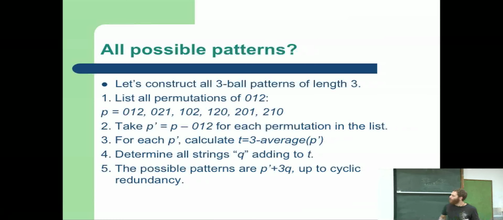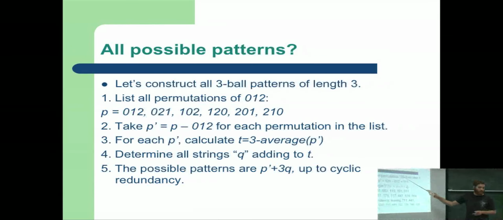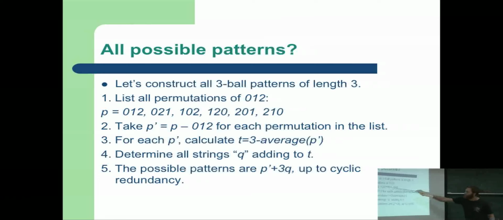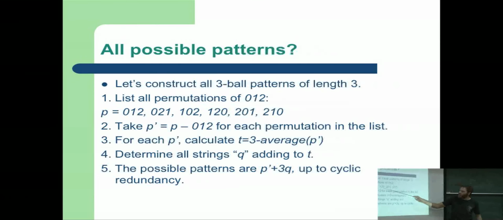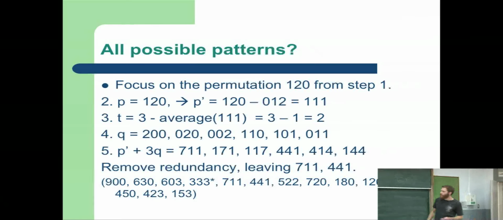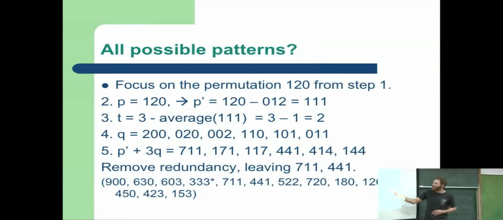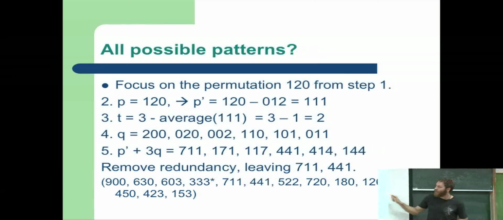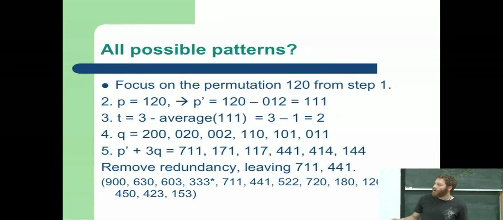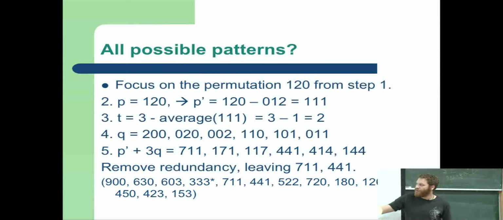Let's look at an example. We'll focus on the permutation 1, 2, 0 from step 1. Remember, step 1 was just list all of the permutations of 0, 1, 2, and in this case I just want to show you how it works. So we'll have a close look at 1, 2, and 0. We take our P prime, 1, 2, 0, and subtract 0, 1, 2, which just gives us three 1s. We now take the average of this, which is simply 1. And 3 minus 1 is 2.